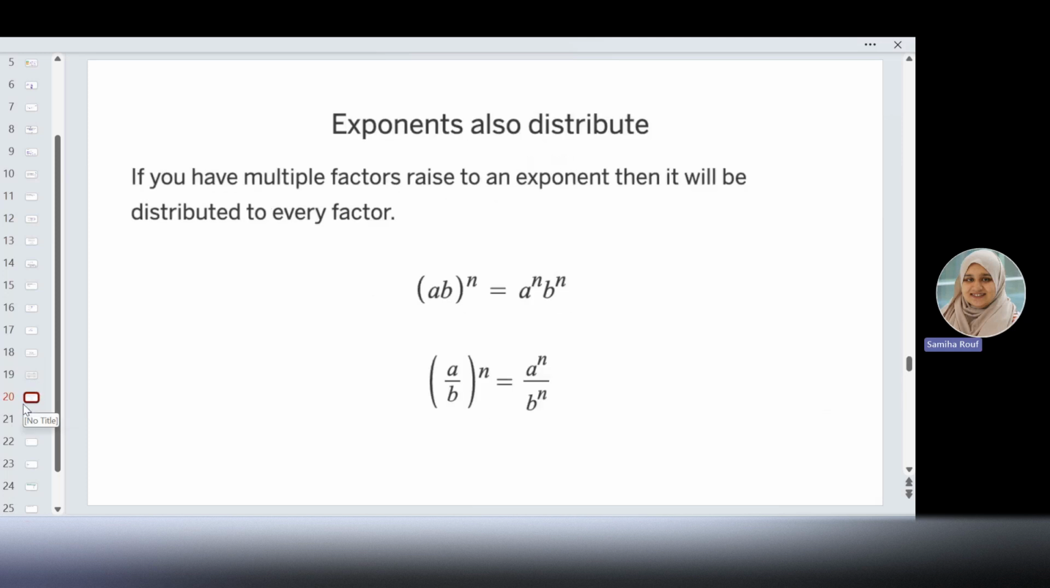So firstly, exponents distribute. If you have these two terms being multiplied, you can distribute your exponent to all the terms being multiplied. And this is also true in the case of division. So the n gets distributed.